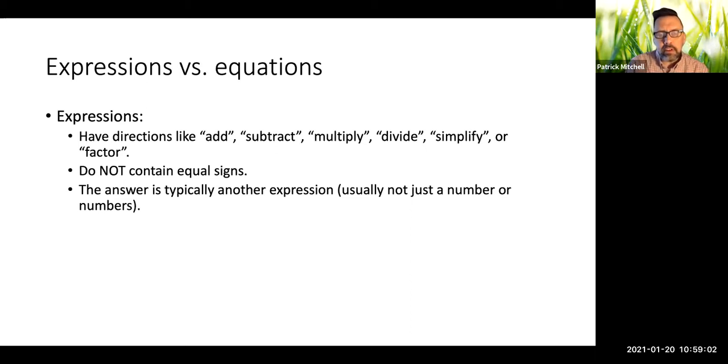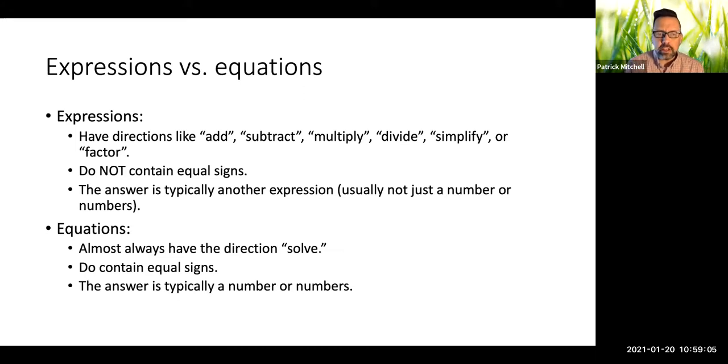Now we're going to shift gears a little bit and start looking at equations. Equations almost always have the direction solve, and they do contain equal signs. The answer is typically a number or numbers. The reason this is so important to point out right now is because students do often mix up factoring problems with solving equations problems. They look kind of similar. I think it's just a matter of reading directions and looking for clues like, does the problem contain an equal sign or not?